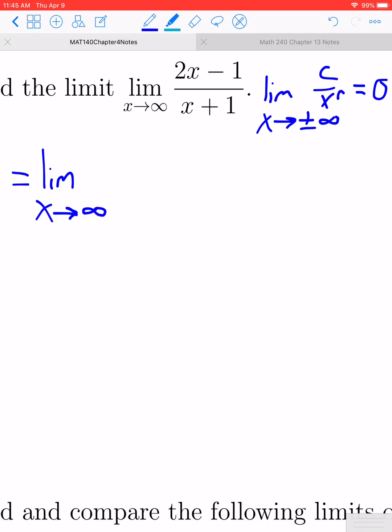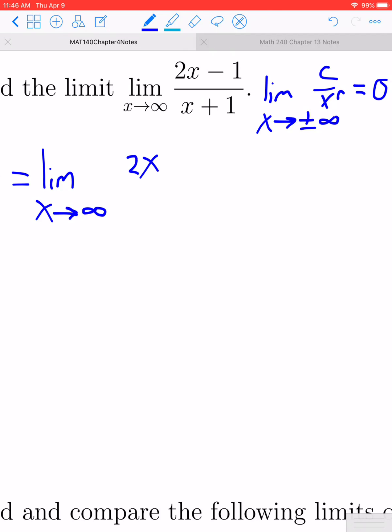The way in which we're going to employ this theorem is we're going to look at this rational function, and we want to divide every single term in both the numerator and denominator by the largest power of x that's found anywhere in the expression. Well, the largest power of x is kind of a tie. Both of these two terms are x to the first power terms. So the highest power of x that's anywhere in this expression is x to the first power.